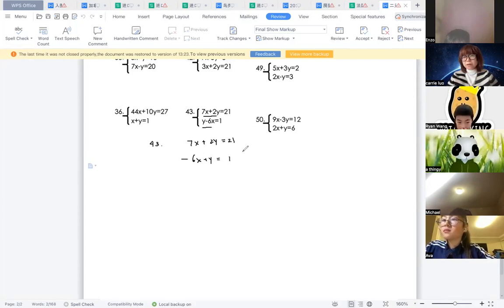Okay, get it, everybody? Now I want to get rid of y. I don't like y. For this one, it's very easy. I times 2 for each term, so it's negative 12x plus 2y equals 2. Get it, everybody?